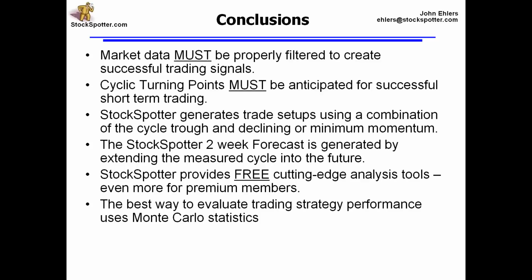So StockSpotter generates the trade setups. It's better than a simple momentum indicator. We're using a combination of the cycle trough produced by a bandpass filter in combination with declining or minimum momentum. And in addition to that, because I measure the cycle activity, we can make a forecast 2 weeks into the future by extending that cycle, and that's better by far than extending a linear regression line, which is basically useless.